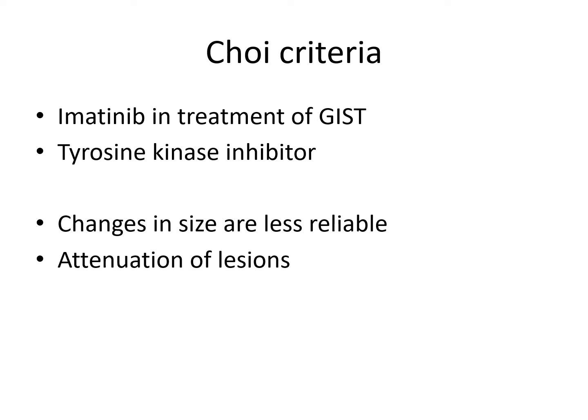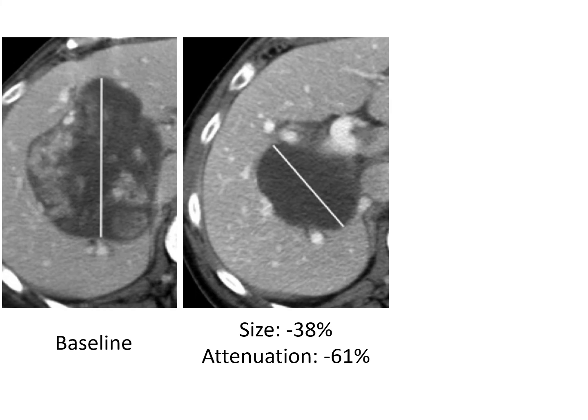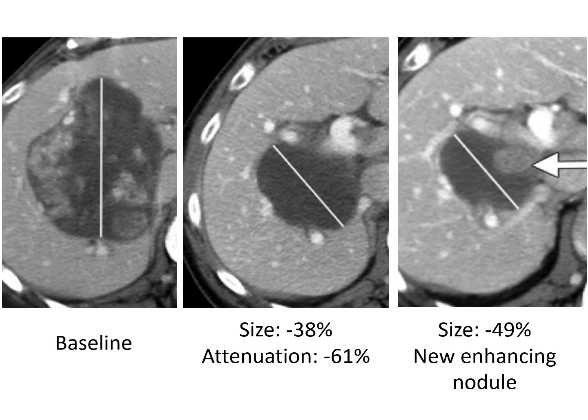So the Choi criteria is useful in the treatment of GIST with imatinib, and that's a specific type of inhibitor. So the change in size is not so relevant, or it is still relevant, but you need to look at the attenuation of the lesion. Okay? So this is, for example, a lesion in the liver, which has this sort of enhancing component centrally, and it's reduced in size and in attenuation. And now the size has not changed, but there's an increase in attenuation because there's an enhancing nodule. So that indicates progression. So you need to take that into consideration, basically.